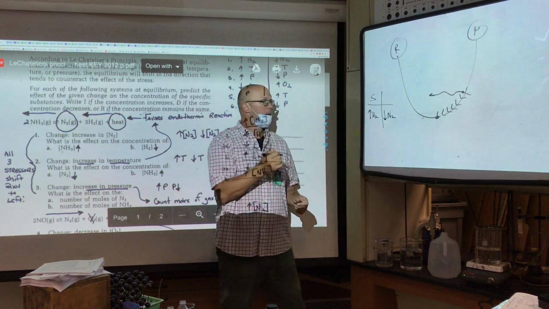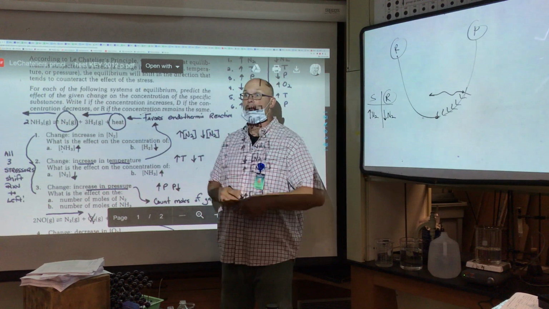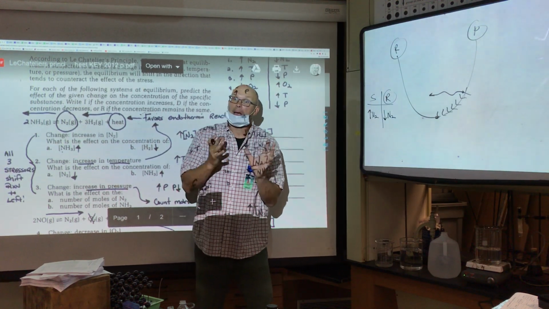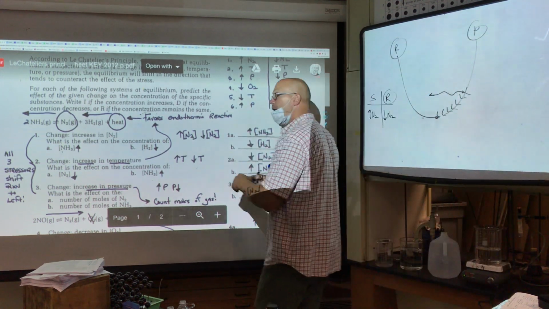Do not forget, that's what this is about. This response is the shift. And the shift represents what? A now thermodynamically favored pathway is increasing in the reverse, which is now limiting the forward.